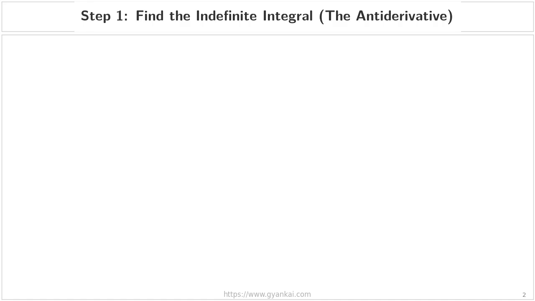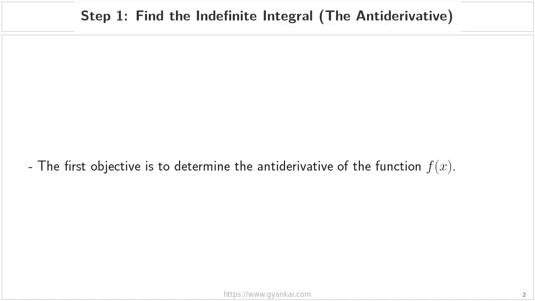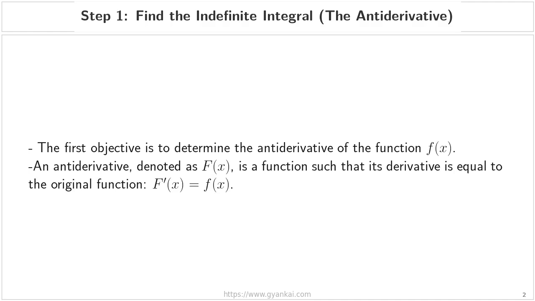Step 1. Find the indefinite integral, the antiderivative. Okay, so let's move on to step 1 of evaluating definite integrals. As we discussed on the previous slide, we're building on the second fundamental theorem of calculus, but now we're focusing on how to actually calculate these integrals. The very first thing we need to do is find what we call the antiderivative of the function f of x. Think of it like this.